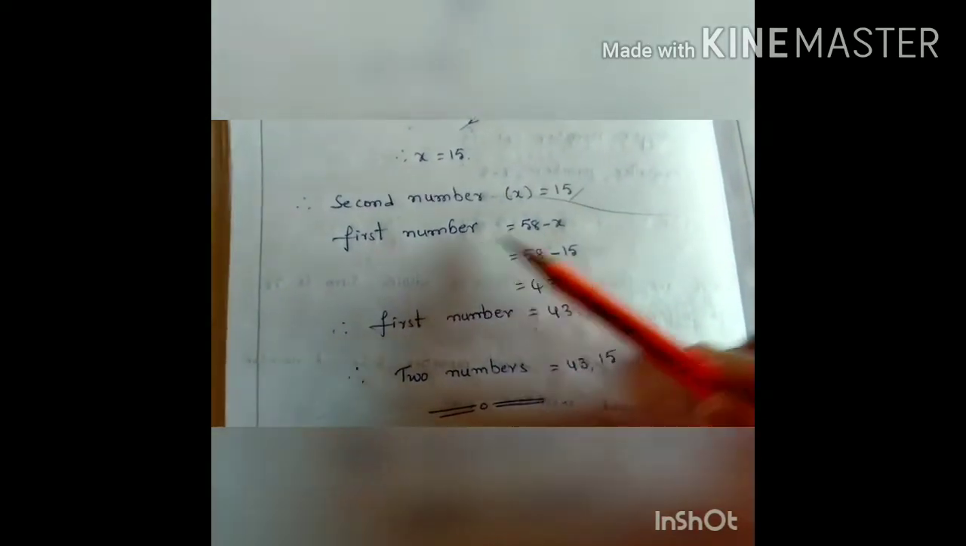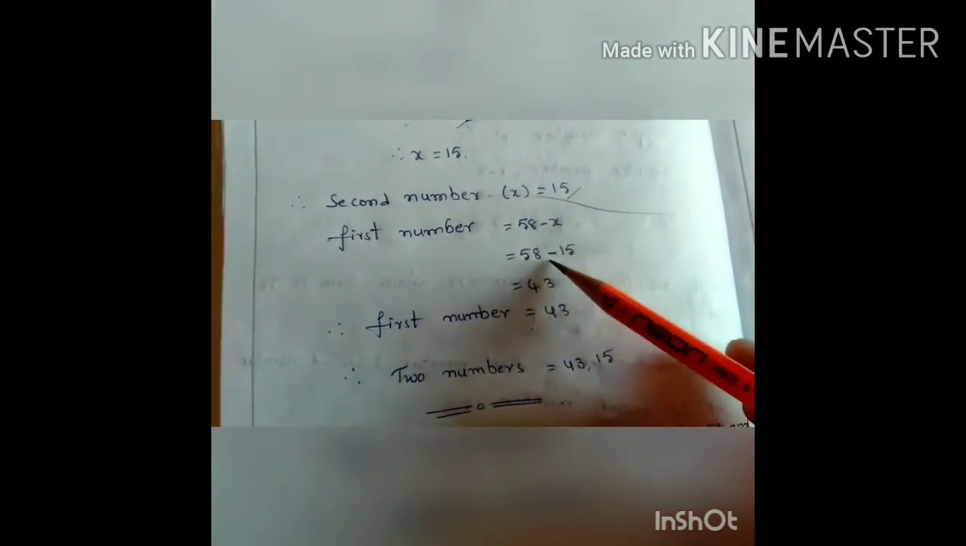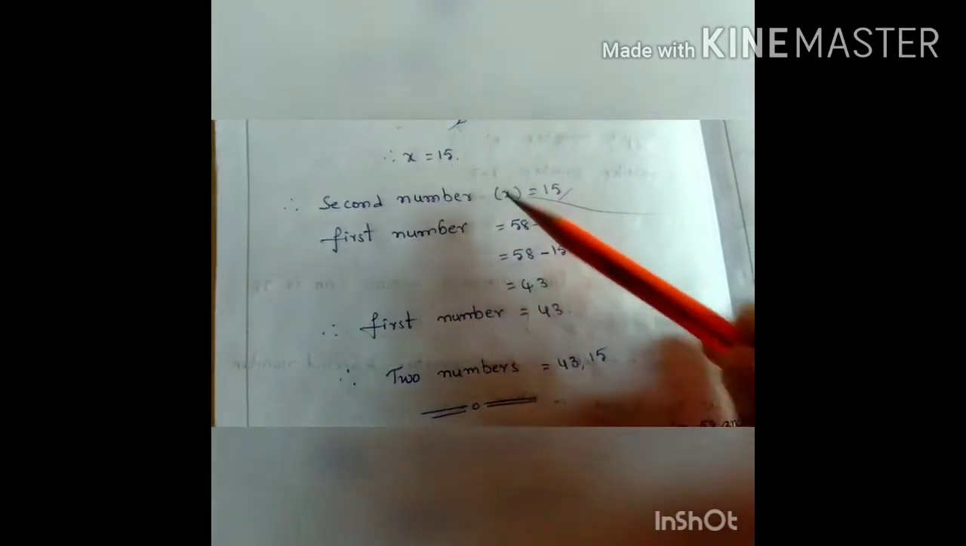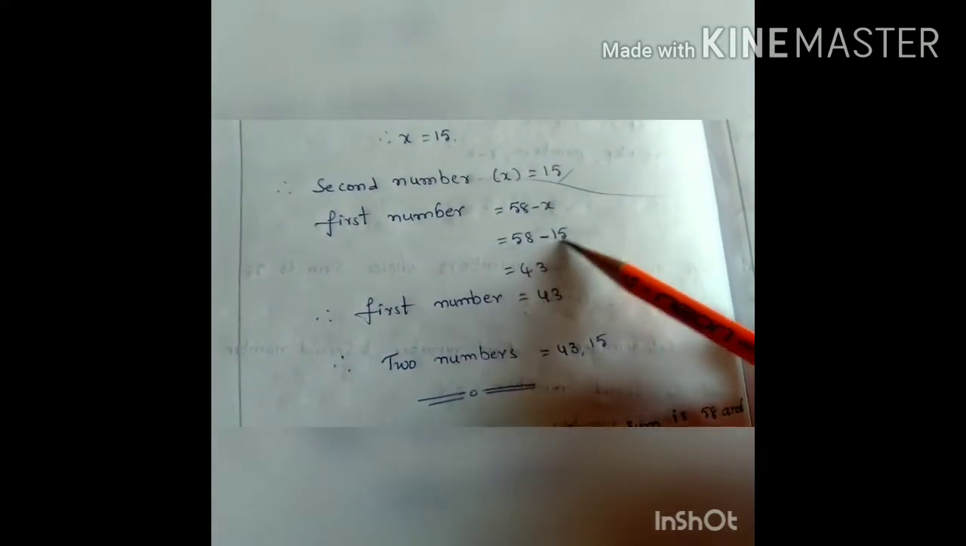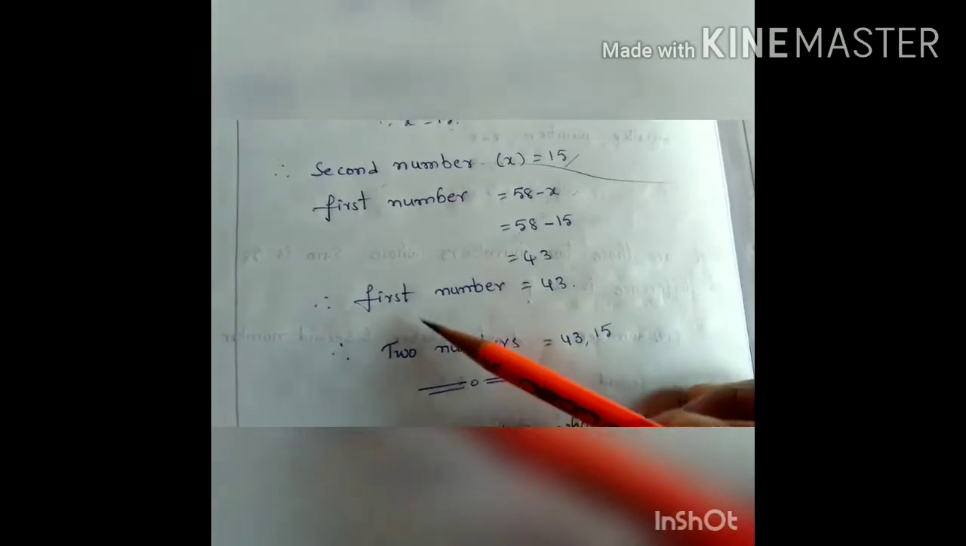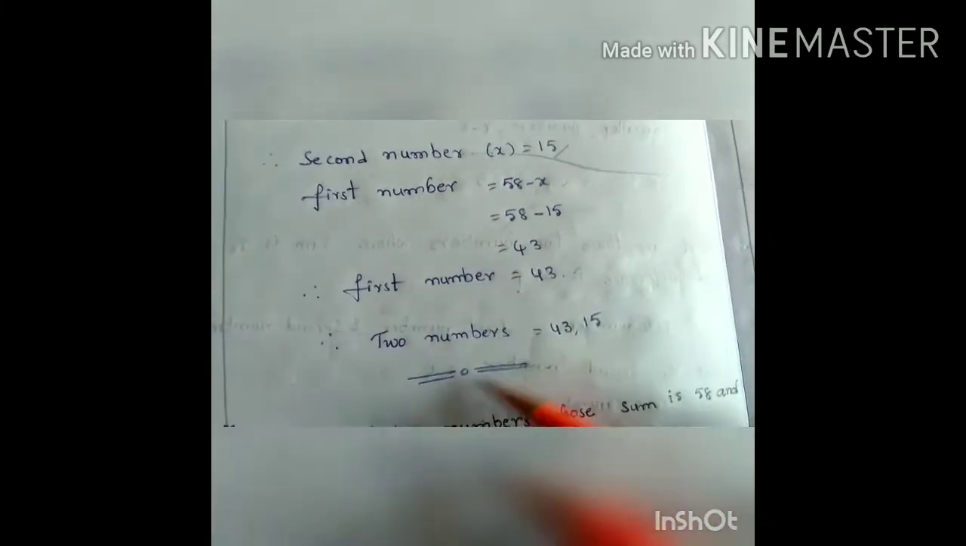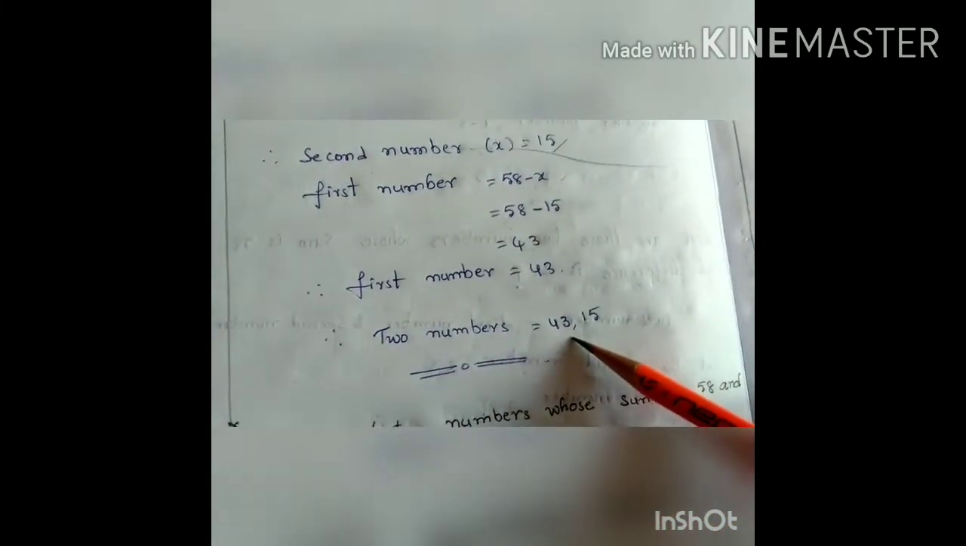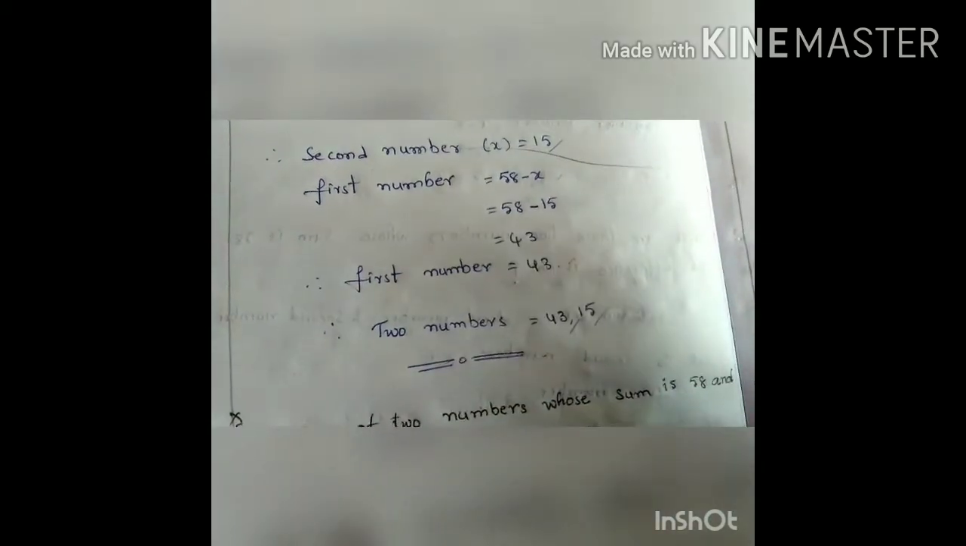What is the first number? 58 minus x. Substituting the x value 15: 58 minus 15 equals 43. The first number is 43. The two numbers are 43 and 15.